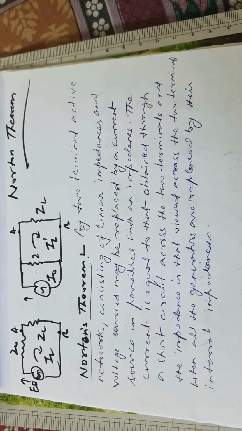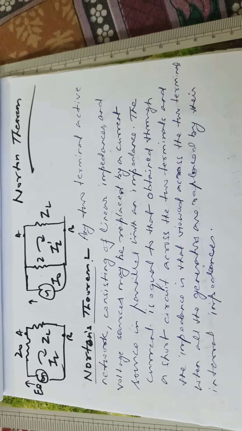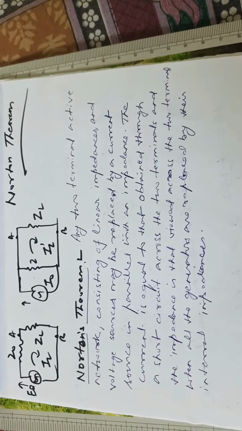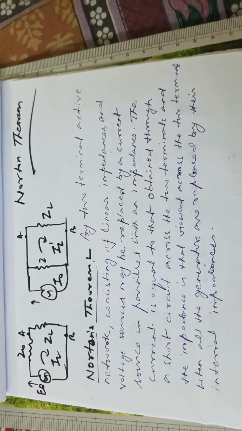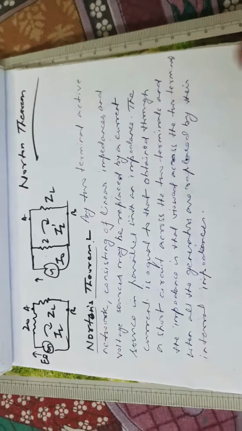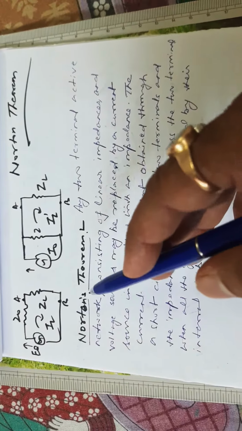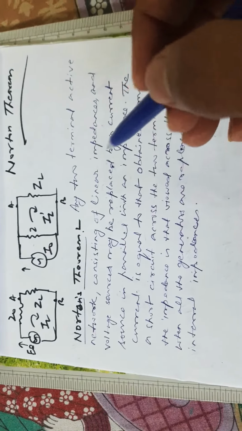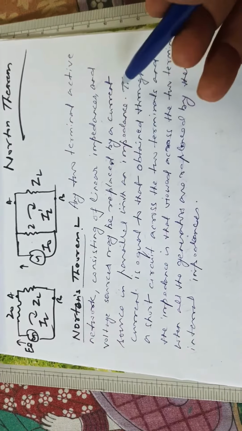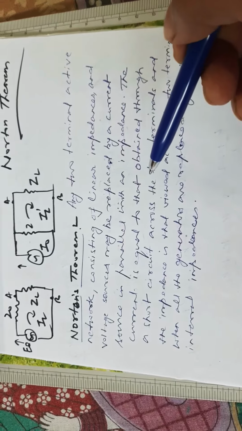Coming to the final section of this network theorem, we'll discuss Norton's theorem today. According to Norton's theorem, any two-terminal active network consisting of linear impedances and voltage sources may be replaced by a current source in parallel with an impedance.